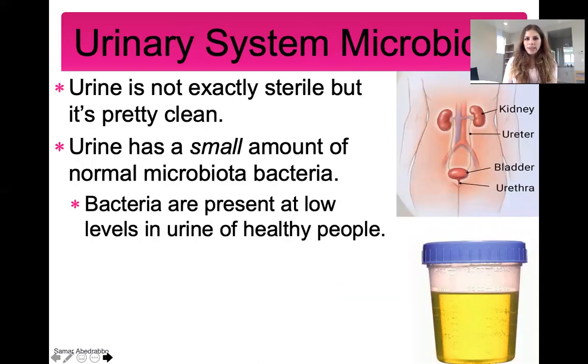So urine, there's a lot of controversy about whether urine is sterile or not. The definition of sterile means that something has no bacteria in it at all, no microbes living in it. I would say it's not exactly sterile, but it's pretty close to being sterile. The reason why urine from a healthy person is not sterile is because it has a small amount of the normal microbiota bacteria in it. It's such a small amount, and it's your normal microbiota, that I would say it is pretty clean. So bacteria are present at very low levels in the urine of healthy people.